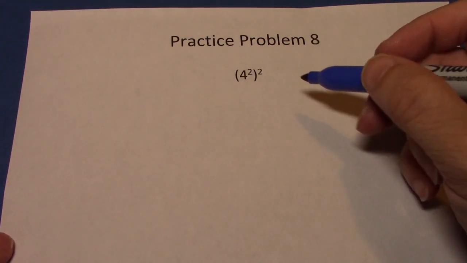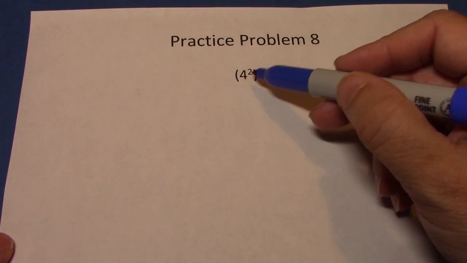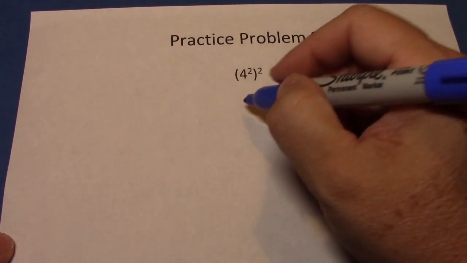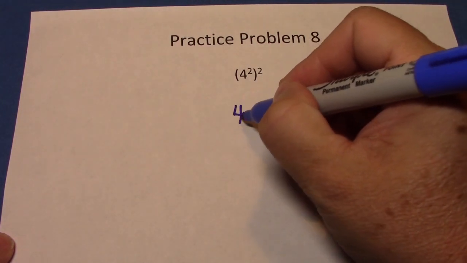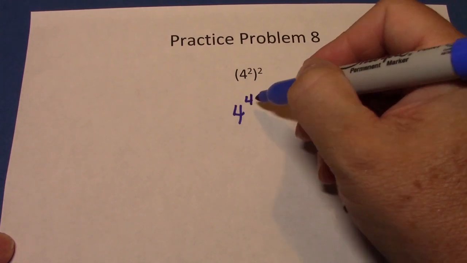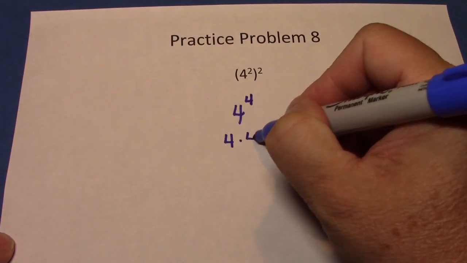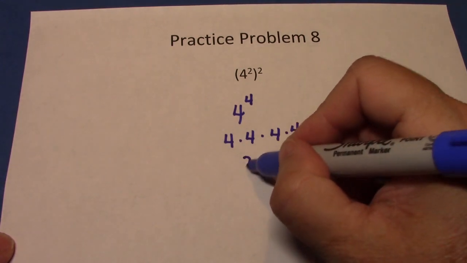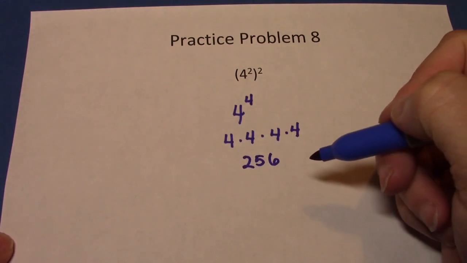For problem number 8, we're asked to take 4 squared and then square it again. But when we raise a power to a power, we multiply the two together. So this is 4 to the 2 times 2. 2 times 2 is 4. That would be 4 times 4 times 4 times 4, and that is actually 256.